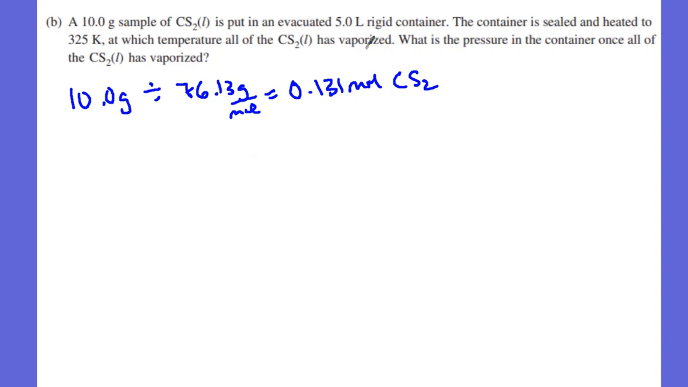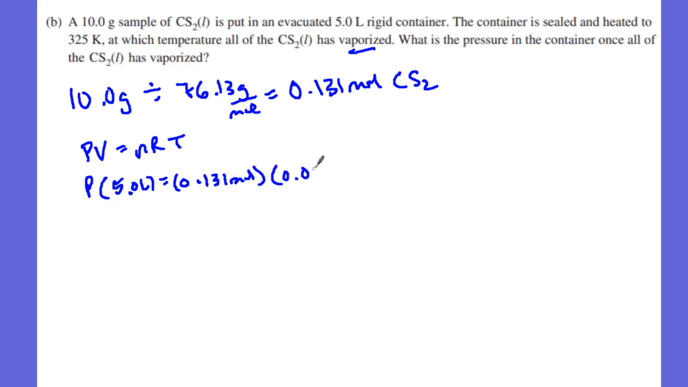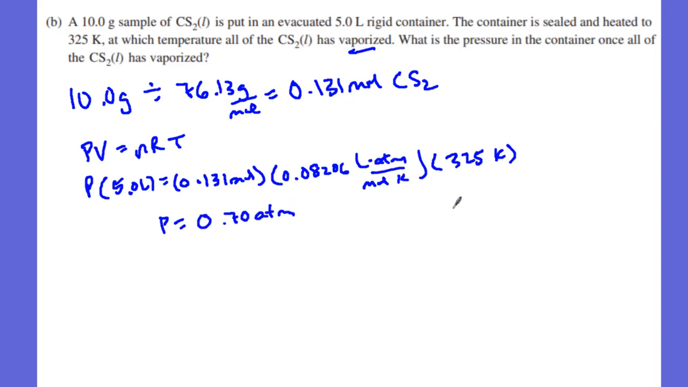You can see it is a vaporized, a gas problem, so I'm going to use PV equals nRT. We're trying to find the pressure. I know the volume of the container is a 5.0 liter container. The number of moles, I just found it, 0.131 moles. I know the R. I'm going to use the 0.08206 because it's liters atmospheres over moles Kelvin. I need my temperature to be in Kelvin. It already is, 325 Kelvin. And therefore the pressure ends up becoming 0.70 atmospheres there.